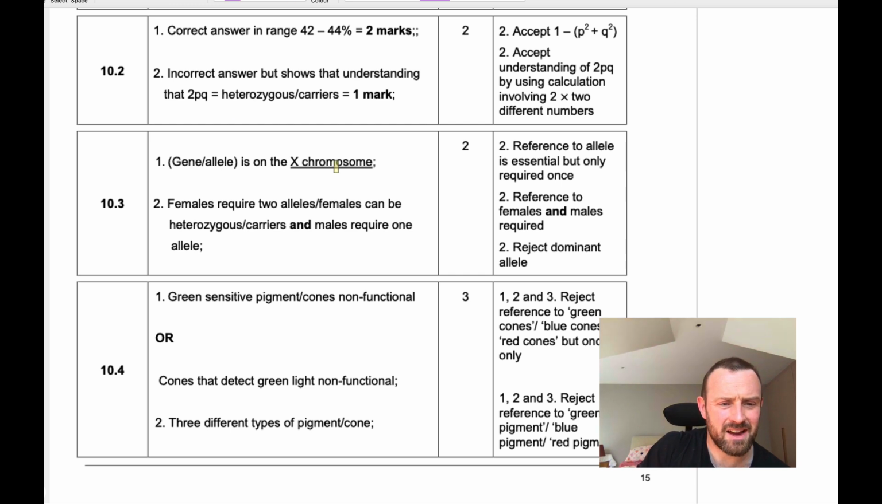What do we actually need to say? Okay, it's on the X chromosome. Yeah, females require 2 alleles. Yeah, males only require 1 allele. Fine.